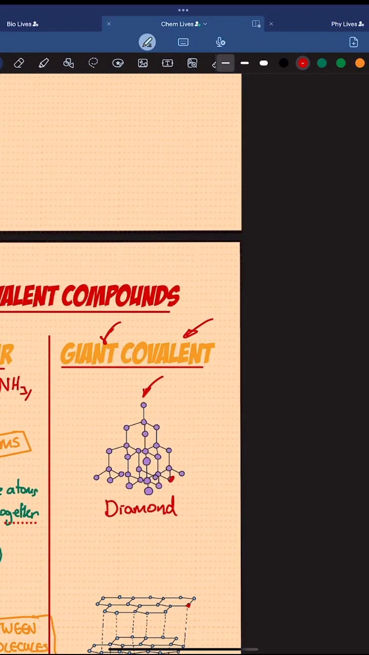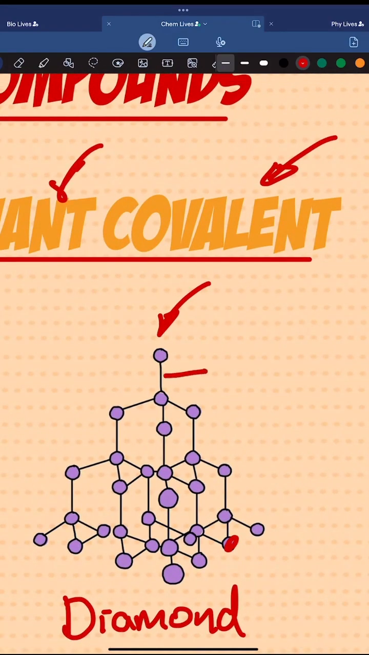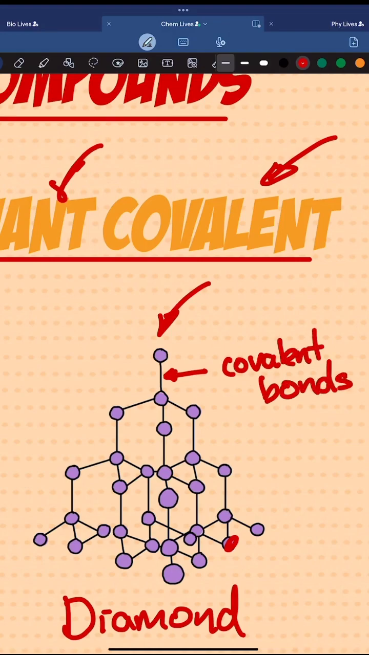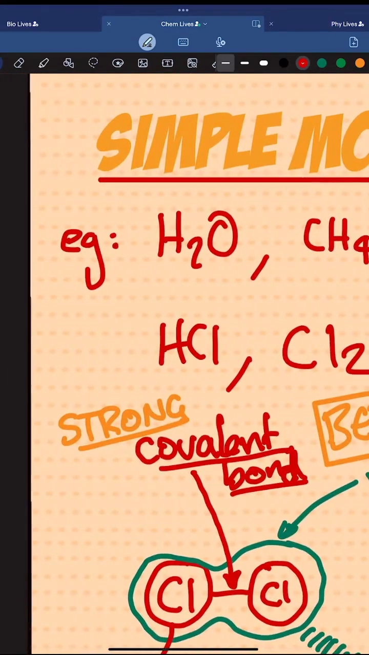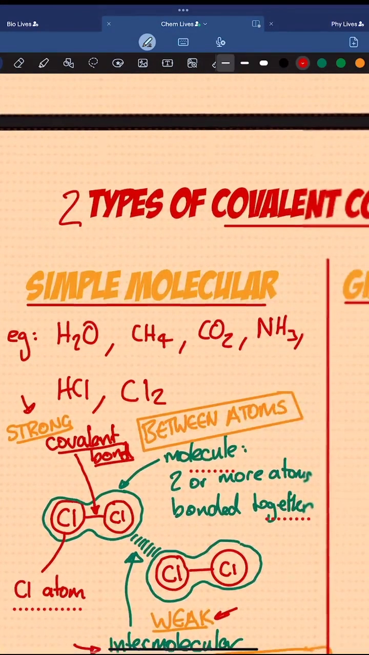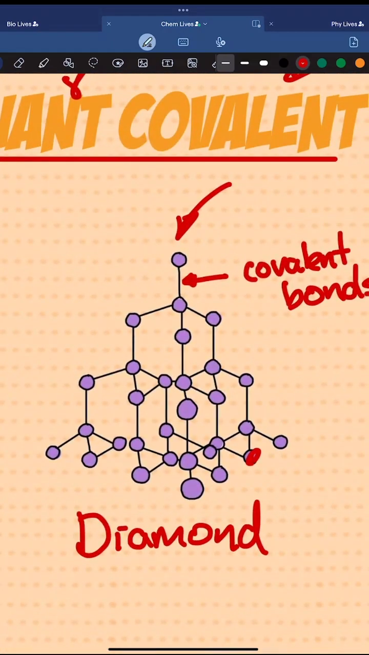With covalent bonds, yes, every single line we've got here is a covalent bond. So every single carbon atom is connected by these covalent bonds. And what did we say about covalent bonds? We said covalent bonds are strong. So these are different to simple molecular. Simple molecular have weak bonds in them as well, and those are the ones that get broken. This one only has covalent bonds, and covalent bonds are strong.